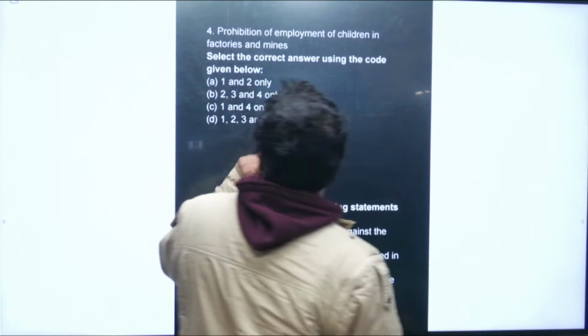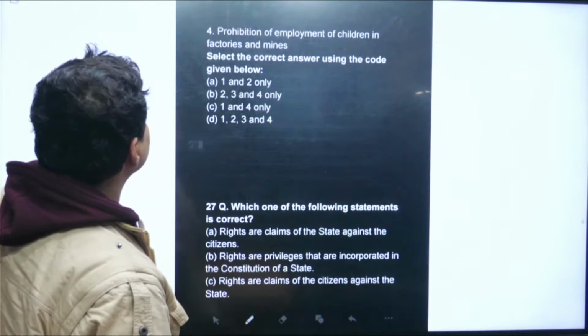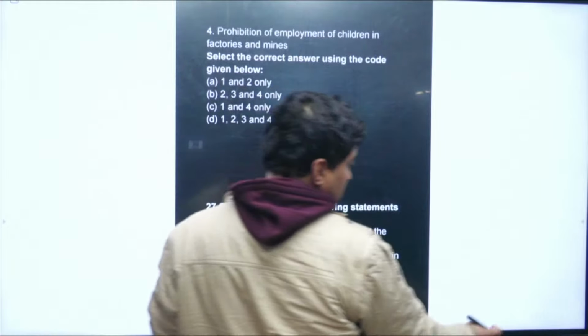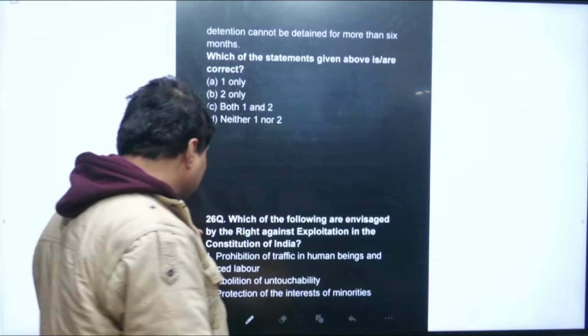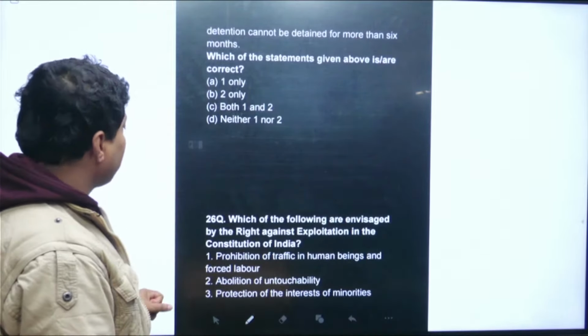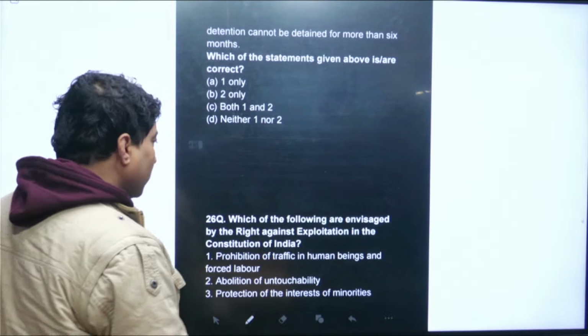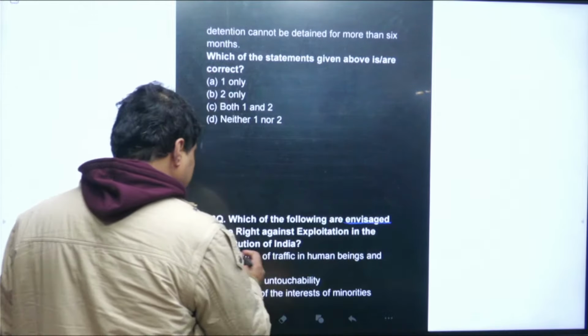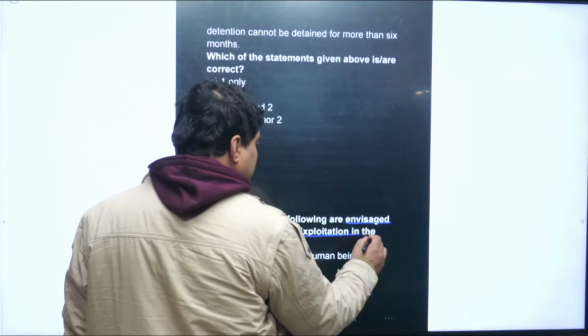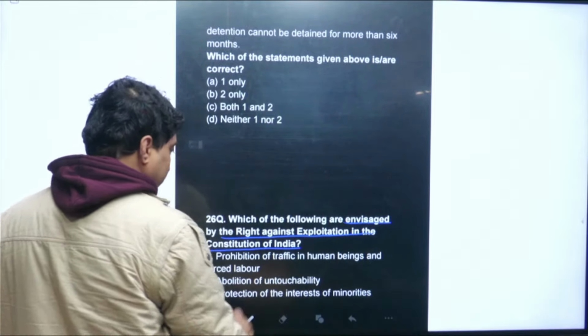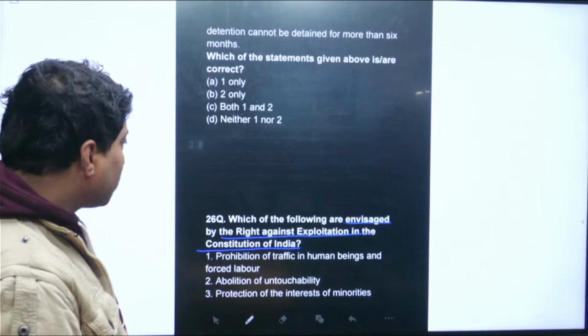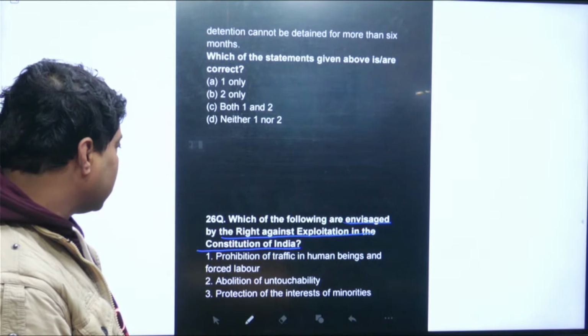See, this question we can identify. There are some parts on this side, some parts on that side. Now look at this question. Which of the following are envisaged by the rights against exploitation in the Constitution of India?